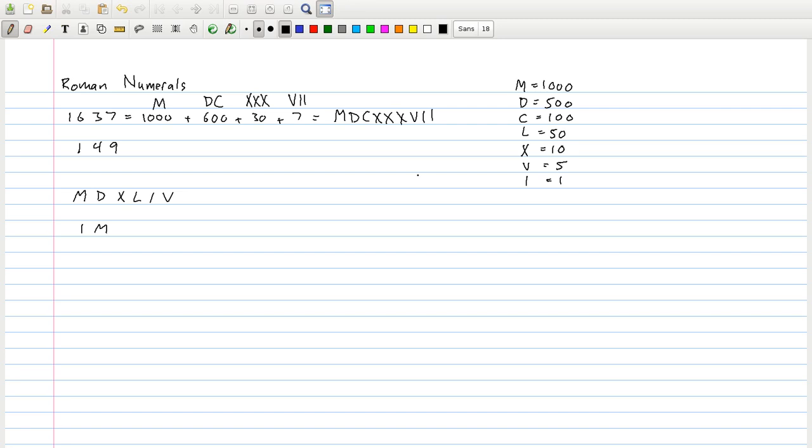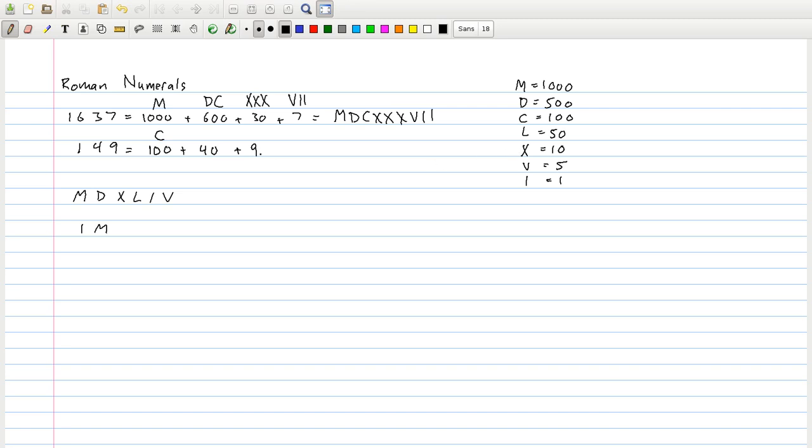I. One important rule to remember on these is that you cannot use the same letter more than 3 times in a row. That will matter on this next problem. So here we have 149, which we can think of as 100 plus 40 plus 9. 100 we have a symbol for, that's C. 40, you may be tempted to say that that's 4 X's, X, X, X, X. But we can't use more than 3 symbols of the same type.